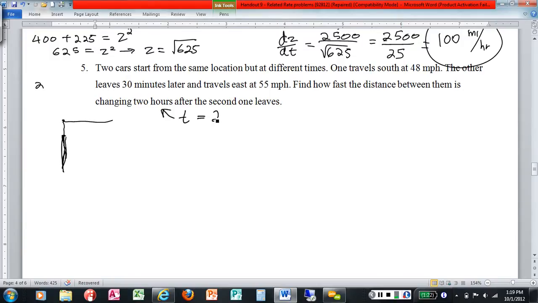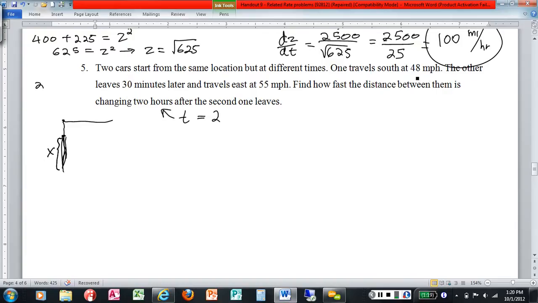Because really the first one left 30 minutes earlier, so the second one traveled 2.5. But here's the way we can do this. Let's call this part here x, just meaning this part. But the x got a little head start, isn't it? How much of a head start? 30 minutes? So how much would that be?